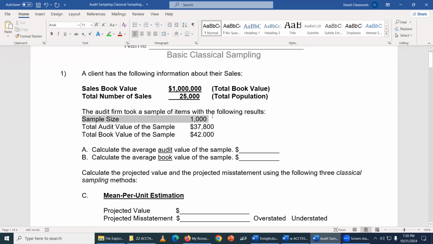So we get a sample size of 1,000, and we do an audit, and the audit says that those 1,000 are worth $37,800. The book value of that same sample says it's worth $42,000. So we came up with $37,800, and the total book value for the same sample is $42,000. So how do we calculate the audit average? Let's take this one first.